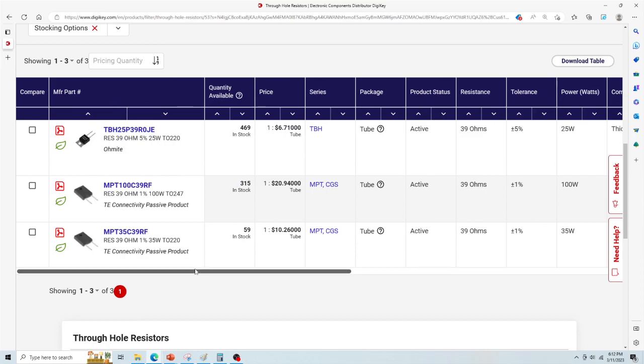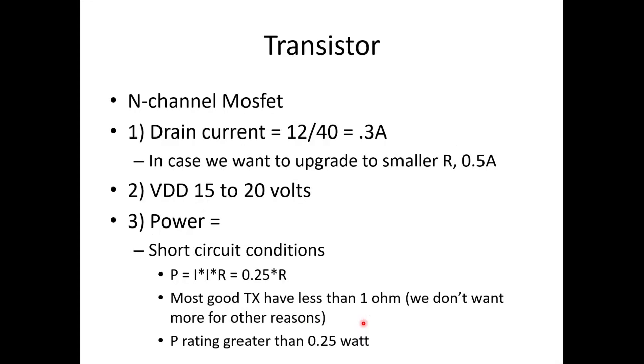Okay, now we're going to go look for the transistor. Okay, coming back, now we're going to look at the things we need for the transistor. We're going to look for an N-channel MOSFET, and the current that's going to go through the transistor, worst case, is going to be 12 volts divided by the 40 ohm ramp resistance, which is 0.3 amps. But in case we want to upgrade to a smaller resistor in the future, let's give ourselves some margin and make that a 0.5 amp current handling of the transistor. All right, since our VCC is going to be 12 volts, we want a transistor that does better than 12 volts, so a minimum of 15.